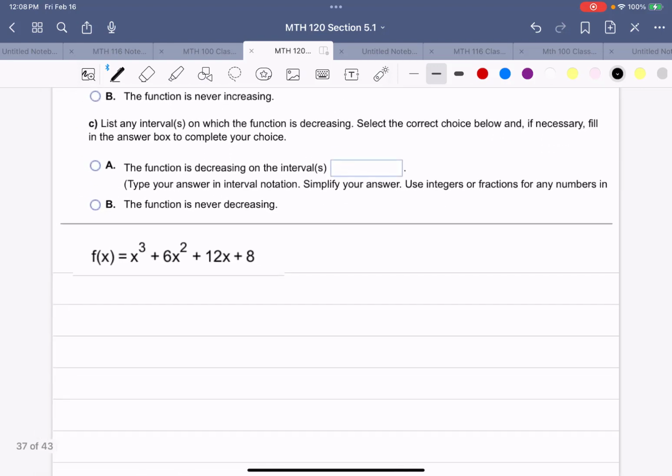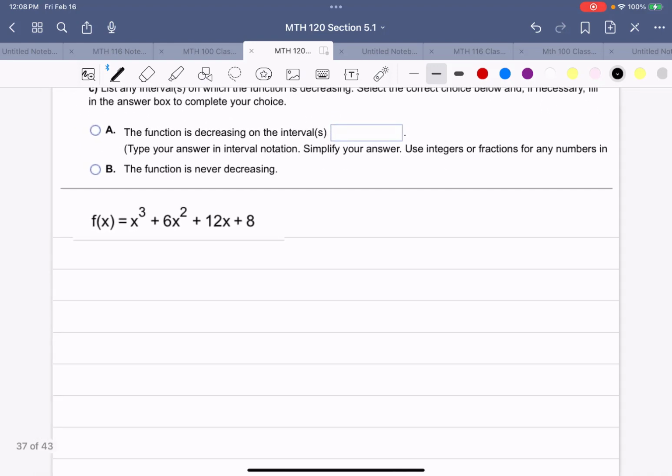So to find our critical numbers, we take the derivative. So f prime of x is 3x squared plus 12x plus 12. We're going to set this equal to 0. And this tells us that we have a quadratic equation. You can either factor it or you can use the quadratic formula. Since this factors easily, I will use factoring.